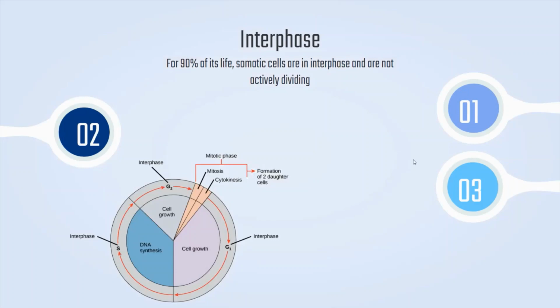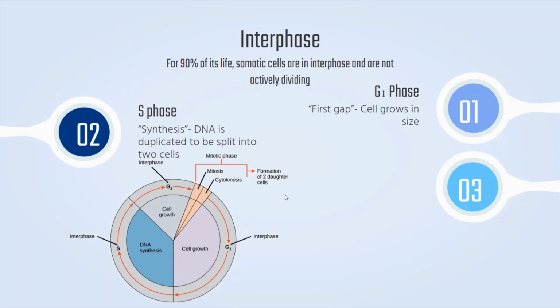For 90% of a cell's life, somatic cells are in interphase and are not actively dividing. So in this circle, you can see that most of its life is spent within interphase. The first step of interphase is the G1 phase, also known as first gap, and this is where the cell simply grows. The next phase, called synthesis, is when DNA is duplicated and is used to be split into two cells later on in life, as shown in this step.